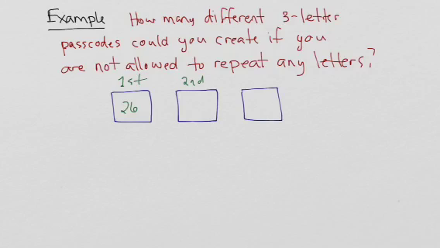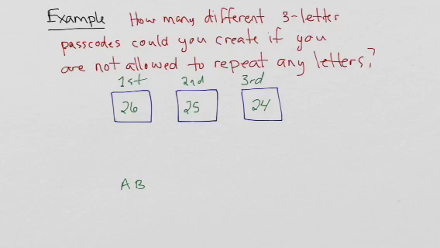Now, the second digit. We have to be careful because it says you are not allowed to repeat any letters. Let's say, for example, you picked A for your first letter. Then when you pick your second letter, you're not allowed to pick A again. So now there are 25 choices left for your second digit. Let's say you select B. When it comes to your third digit, because you cannot repeat anything, you can't use A or B again. So instead of 26 letters to choose from, there are only 24.